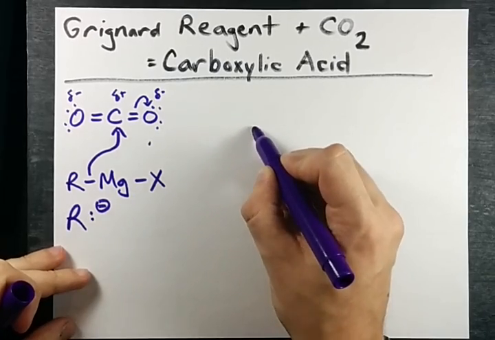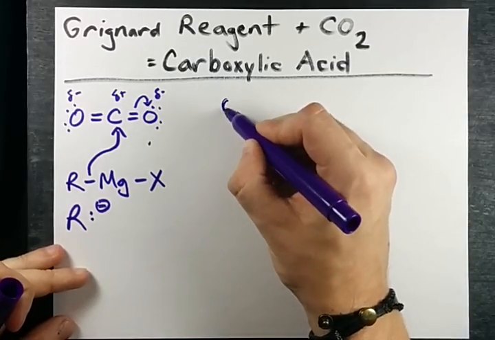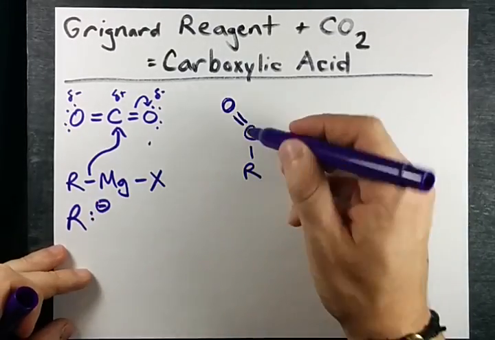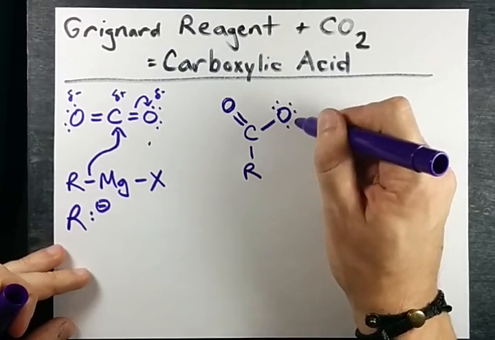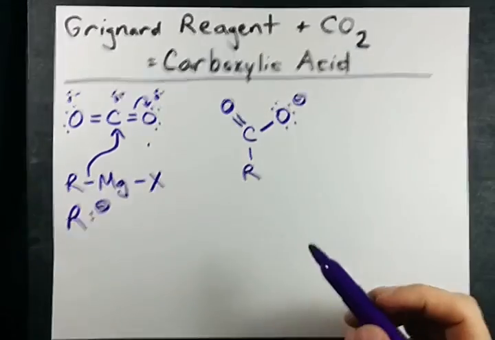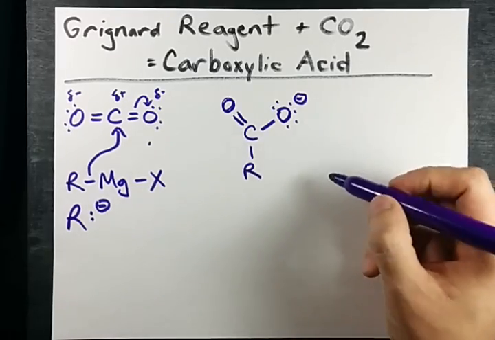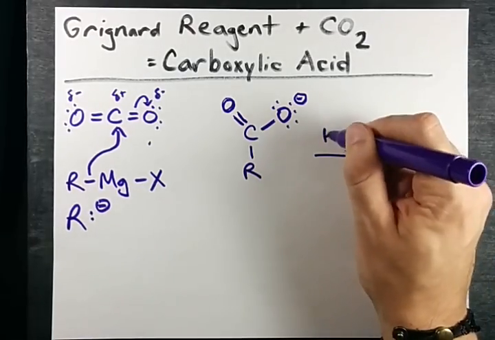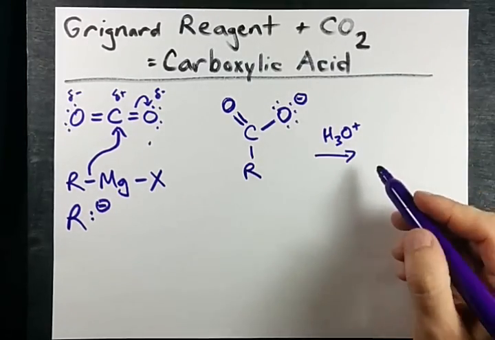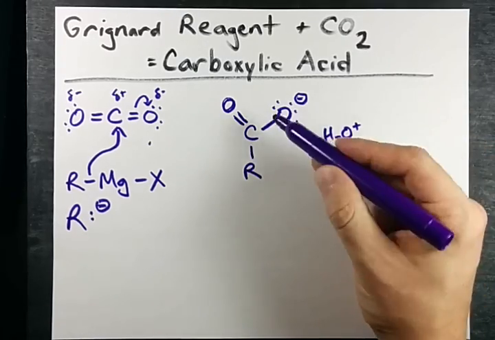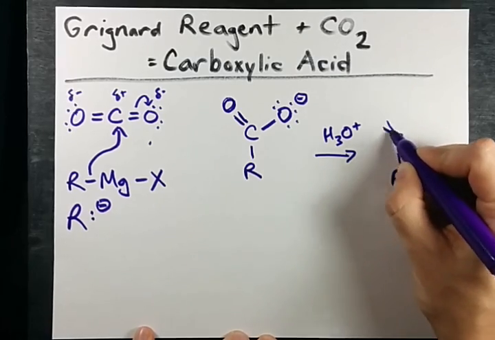Thus, we end up with that carbon connected to the R group. This oxygen double bond to the carbon is unchanged, and this oxygen, which was double bonded to carbon, is now single bonded to carbon. We already have a carboxylate anion, and all we have to do to convert that to the carboxylic acid is mix it with aqueous acid. That O will gain a proton. It's like a Bronsted-Lowry acid-base reaction, and you end up with RCOOH.